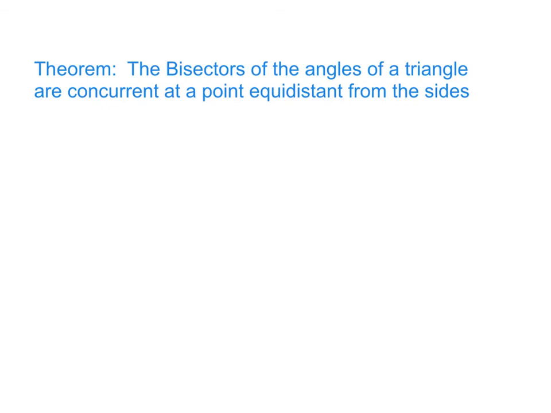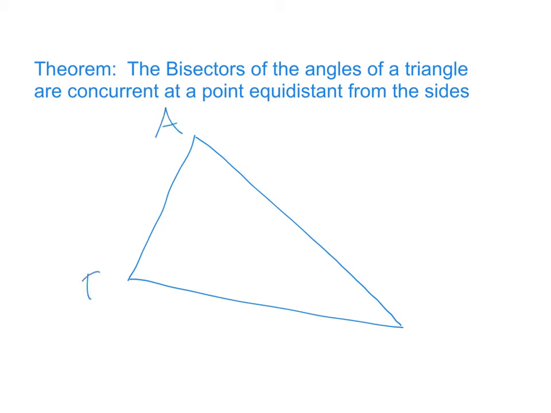Another theorem we're going to talk about says that the bisectors of the angles of a triangle are concurrent at a point equidistant from the sides. Let's draw another triangle, a nice blue one this time, and call it ABC. This says the bisectors of the angles of a triangle. Let's see how good my drawing is. There's one, these are congruent. Let's try this one. That's not quite as good. Let's see if I can do better. There we go. Let me try this again.